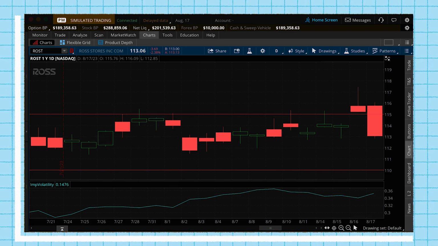Now let's look at Ross. The stock dropped today, which brought the price back between the 115 and 110 strikes. Implied volatility is a little higher as well, which may have helped the trade. I'll go back to the monitor tab and check it out.